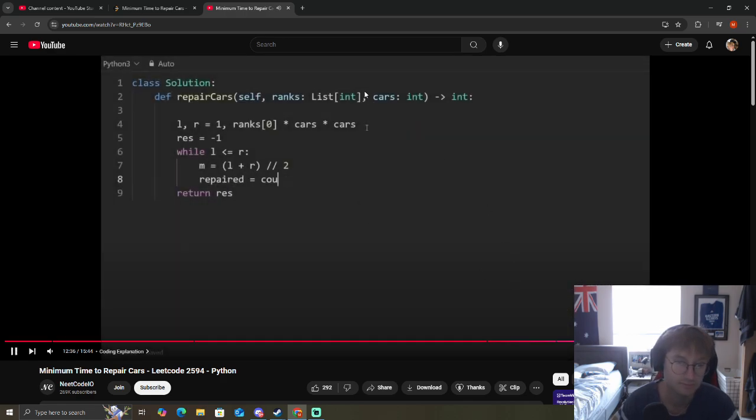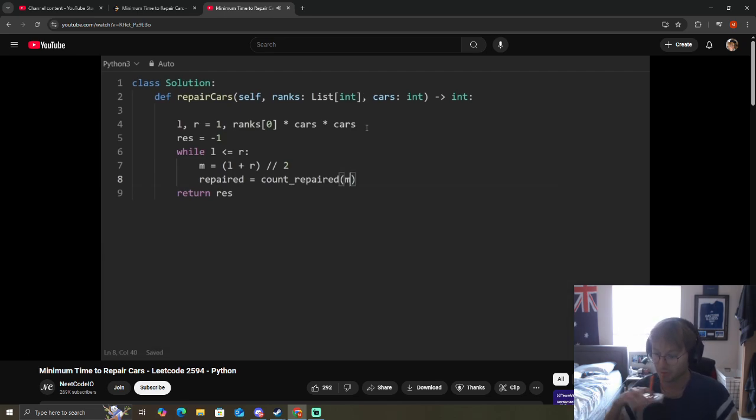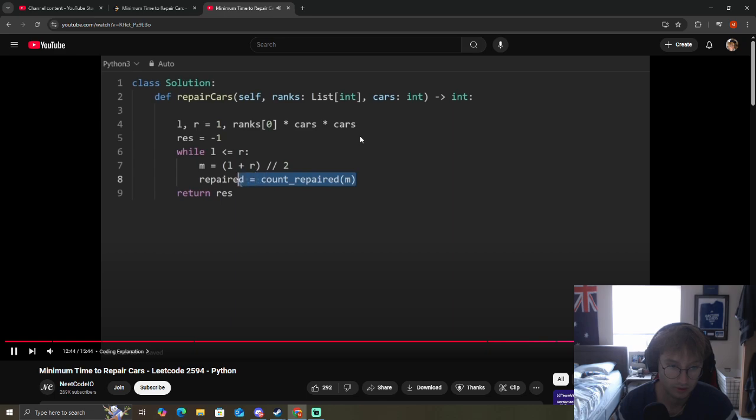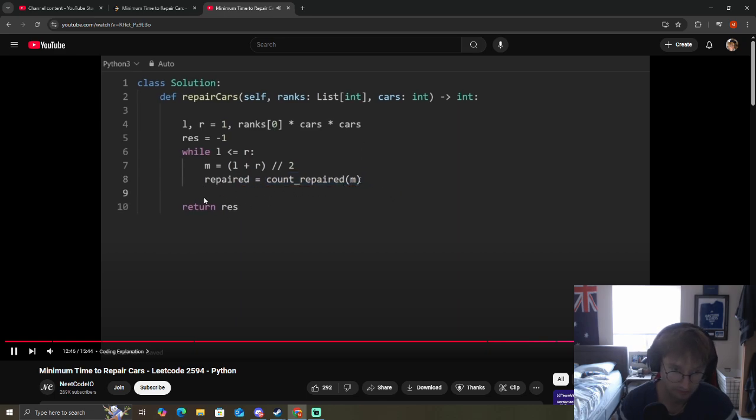Count, so I guess I'll just call it count repaired. So we'll pass in a function, passing in the time. In this case, m is the time that we have. How many cars can we repair in that amount of time? If the repaired count is greater than or equal to the threshold, which is just the total number of cars that we're given, if that's the case, that's good. We can update our result to this time. Then we can shift our right pointer so that the time can be less than this.